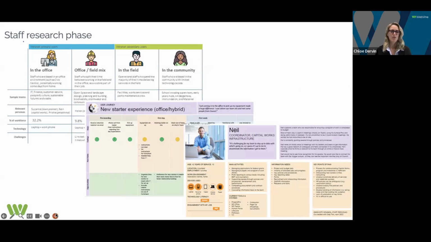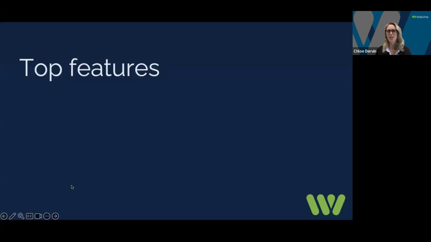So we're going to have a bit of a treat here and dive into some of the top features already of the platform. Now that the platform's live, what do you consider to be the most valuable features and why? Yeah, I'll start with this one.